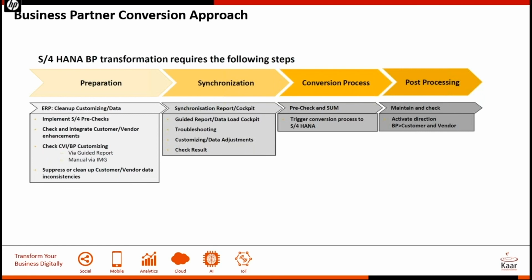In the S4 system, we have to do post configurations and post activities, where we inform the system that it has been activated to S4, and that BP now has to be the leading object, from the level of BP to customer and vendor, not customer vendor to BP. Those settings have to be done at the level of configurations and also some master data.